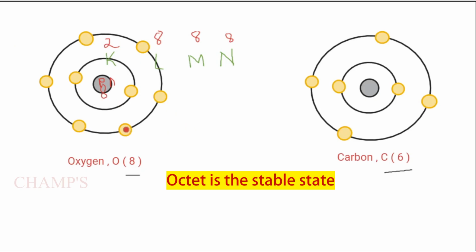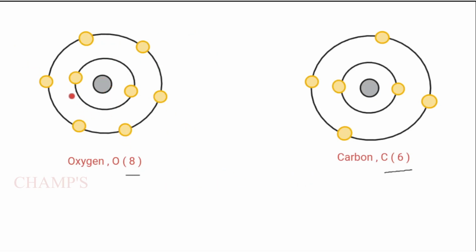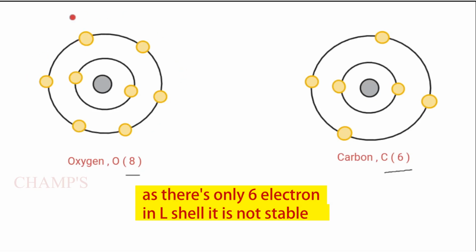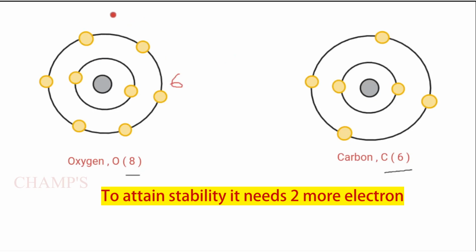So now let's see valency for oxygen. Let's start filling the shells. There are a total of 8 electrons. 2 electrons will come in the K shell. K shell's capacity is also 2, so it is complete. Then we will start filling the L shell. We will put the remaining 6 electrons in it. But we know the maximum capacity of the L shell is 8. There are only 6. It needs 2 more electrons, so it will take them from someone. That is the reason its valency is 2. 8 minus 6 is 2. So the valency of oxygen is 2.